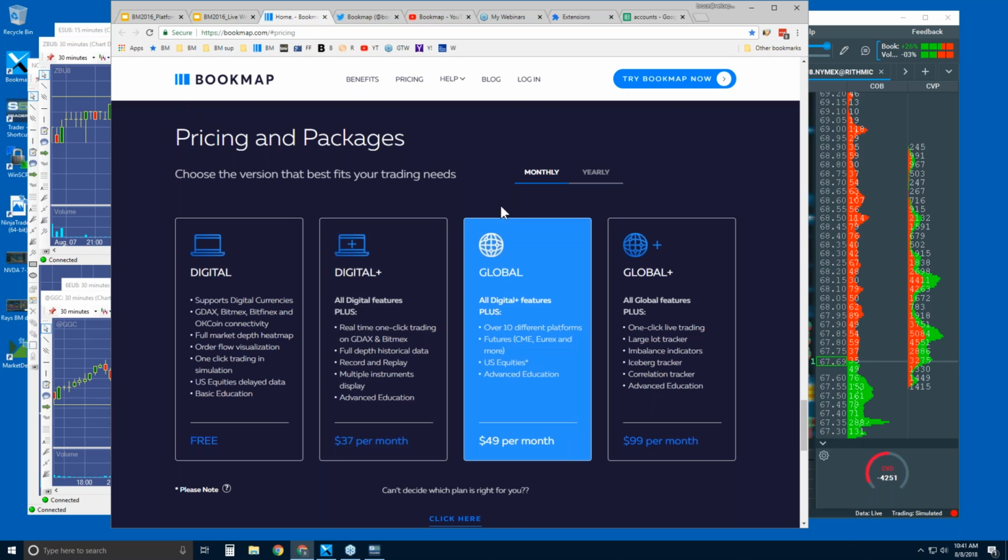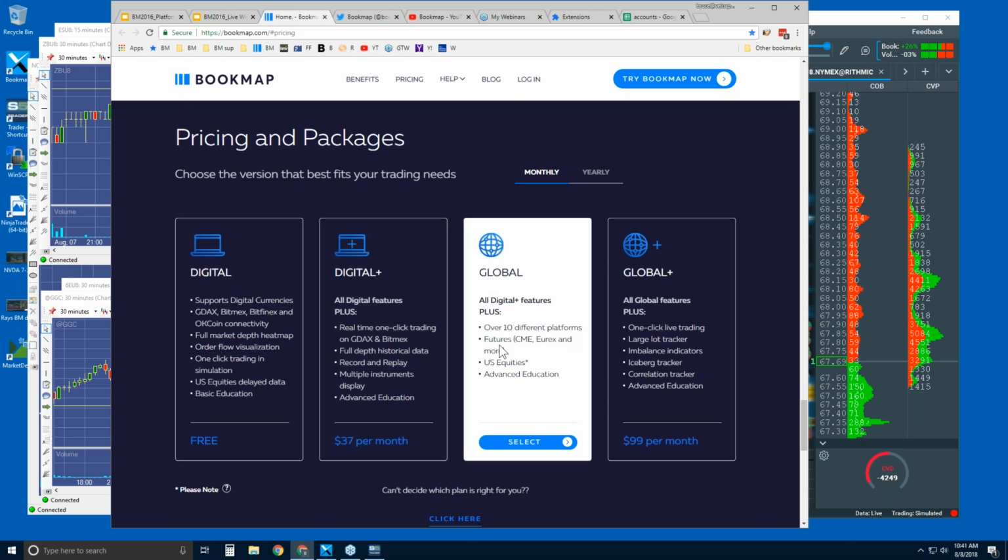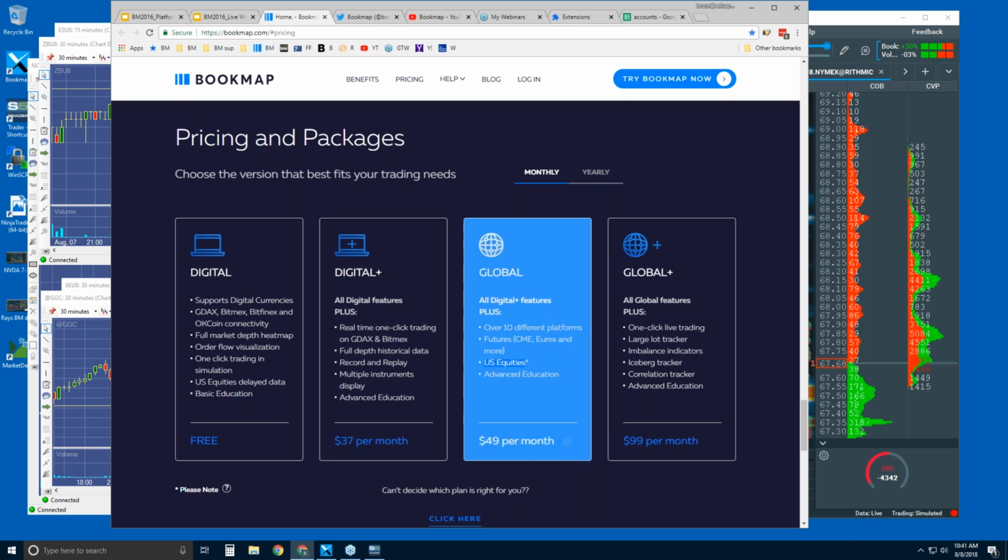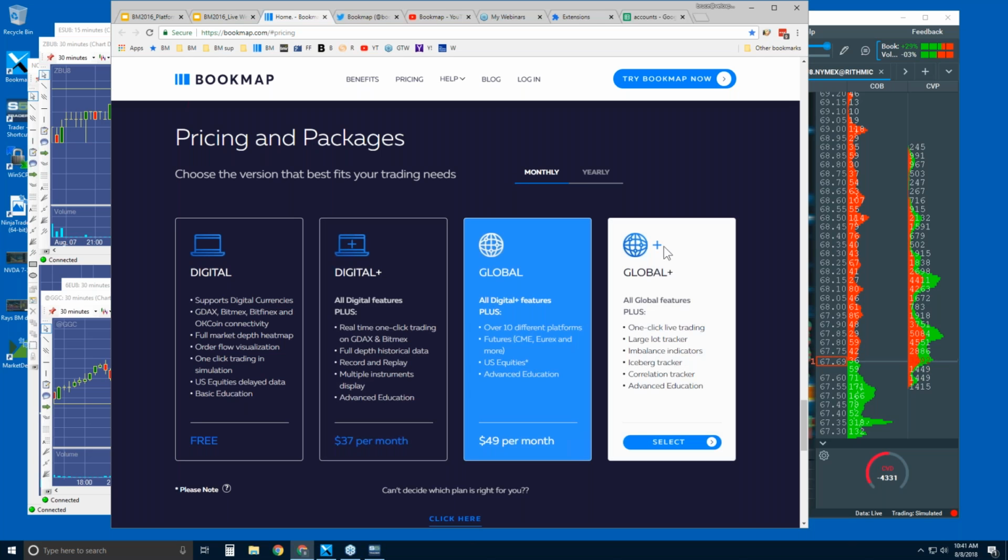Now the global version includes everything in Digital Plus, right? The only difference here is that it allows the connectivity to the futures and to the US equities, okay? That's the only difference. All right, now the Global Plus version here, right? It's inclusive of everything else we've covered, but you also get our add-on indicators here. So you can trade right from the Bookmap chart into a live funded account for futures or US equities.